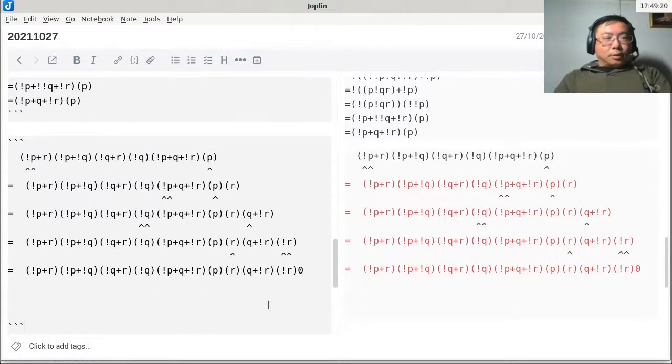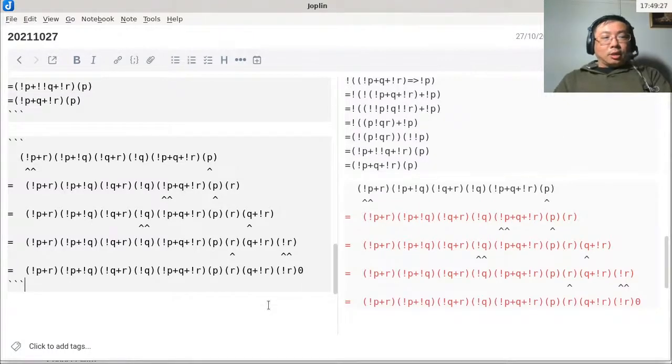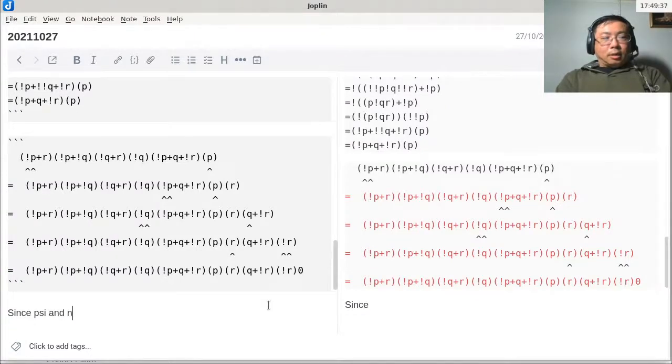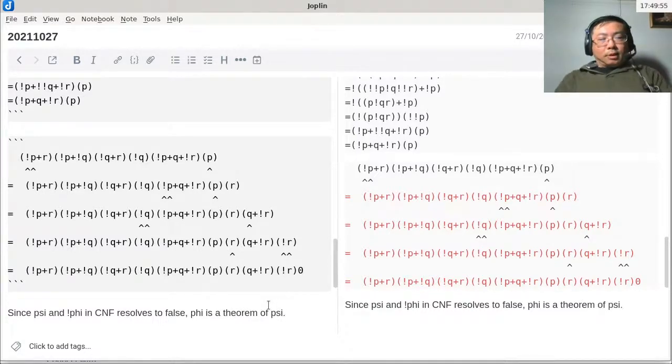So we have false all the way here. And that concludes all the steps of resolution, because once we have one false within the conjunction, then the entire conjunction is going to be false. But this is not the entire answer. The entire answer has to say: since psi and the negation of phi in CNF resolves to false, phi is a theorem of psi.